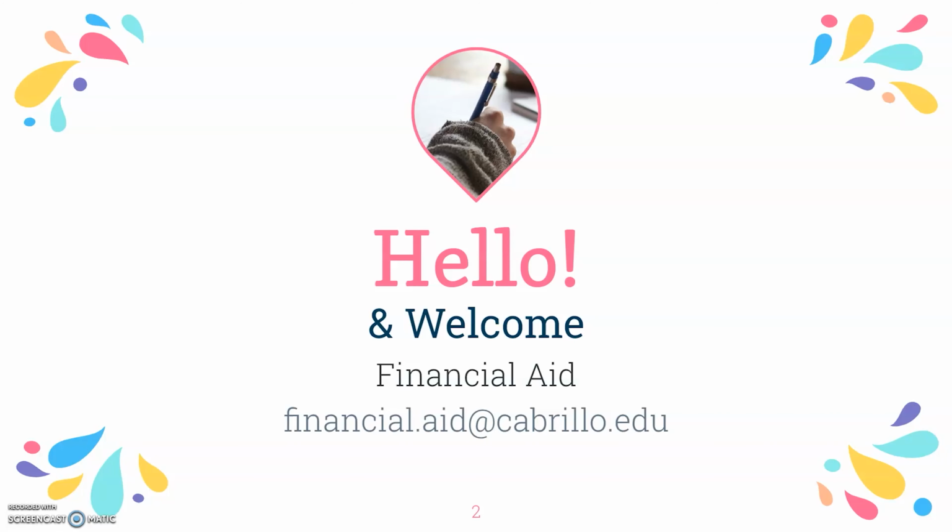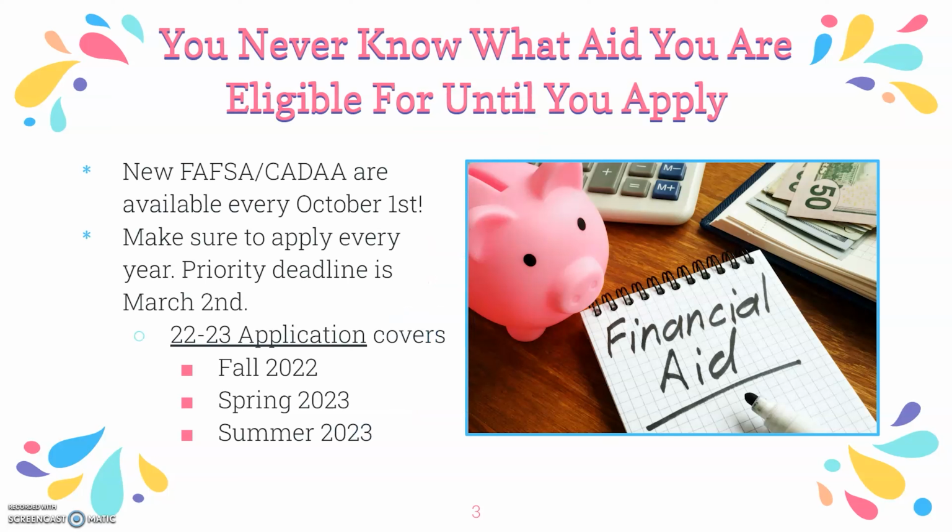cabrillo.edu/financial-aid. We recommend that students submit an application every year because you never know what type of aid you are eligible to receive until you apply. New applications are released every October 1st. The priority deadline is March 2nd, so we always encourage students to submit their application early in order to be eligible for the most amount of aid. The application year begins in the fall, continues through the spring, and ends with the summer the following calendar year.